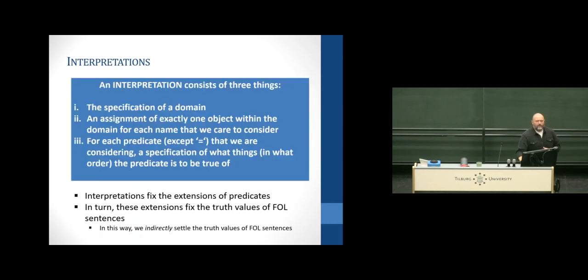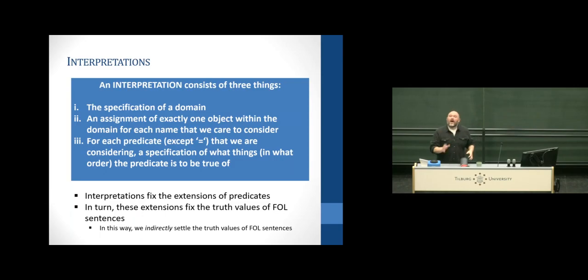Okay. So, finally then, what's an interpretation? An interpretation is going to be a model. An interpretation consists of three things: a specification of a domain, an assignment of exactly one object within the domain for each name we're considering, and most importantly, for each predicate we're wondering about, a specification of an extension.